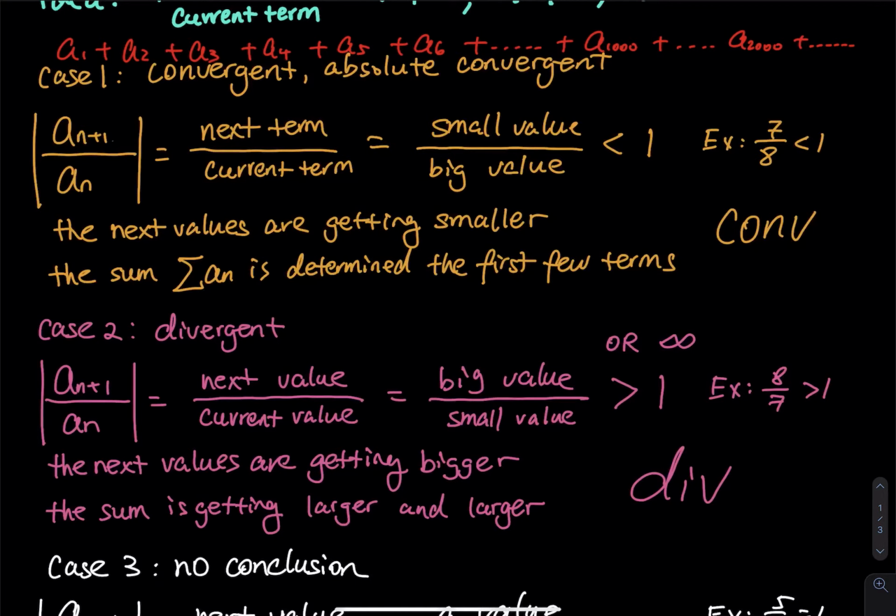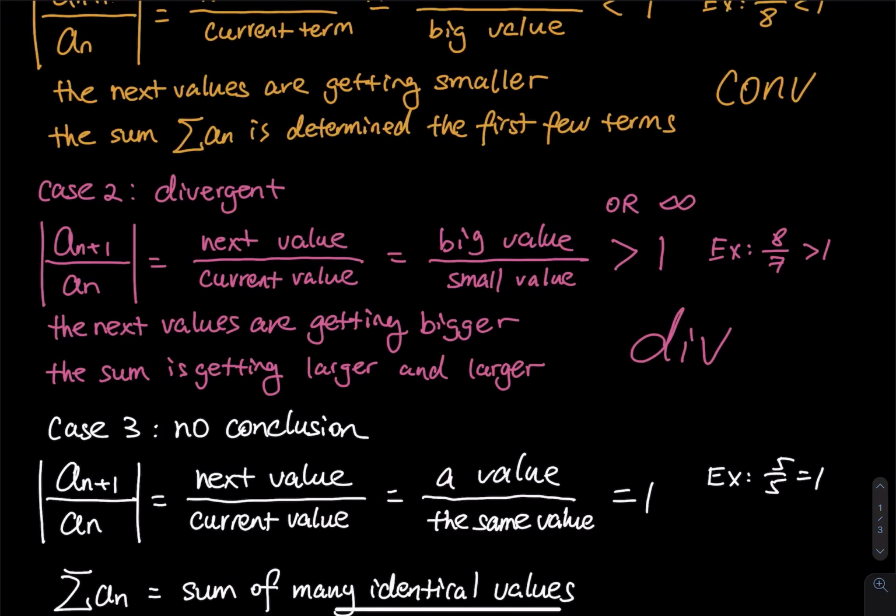And then case 3 is no conclusion. So case 3, we take the next value divided by the current value. In order for this fraction to be equal to 1, the next value must be equal to the current value. So let's say 5 equals 5. You have a number divided by itself, you always get a 1. But how come the answer is no conclusion?